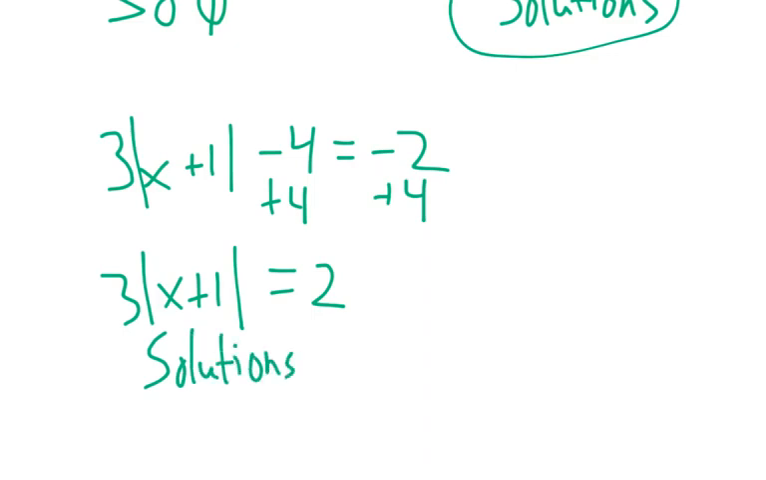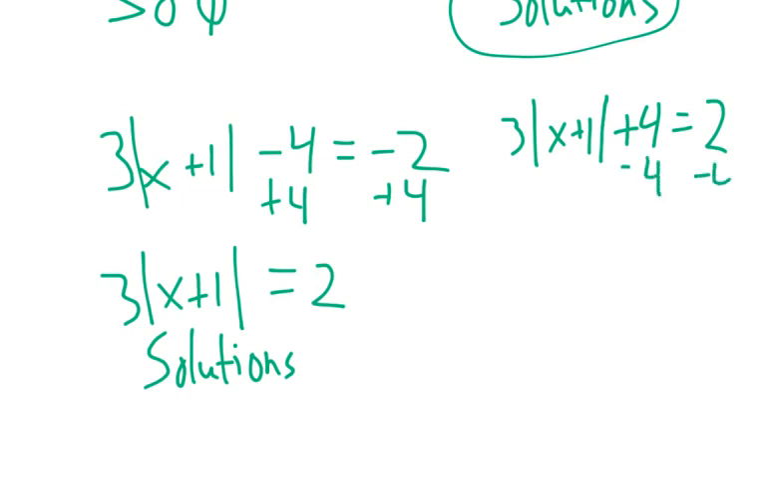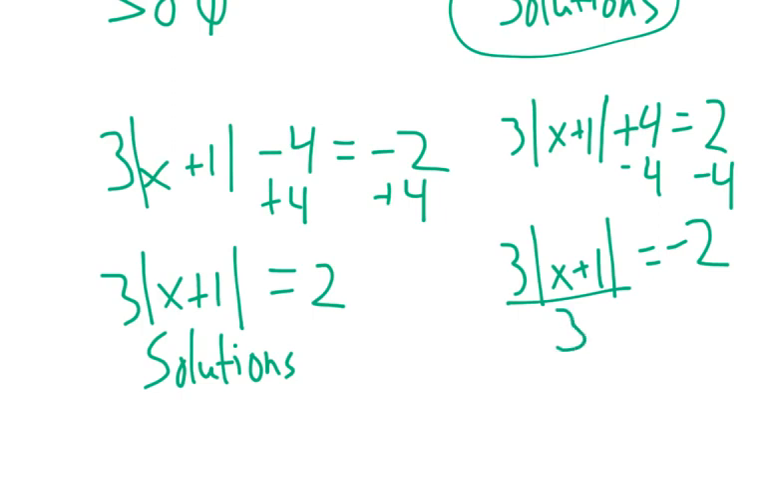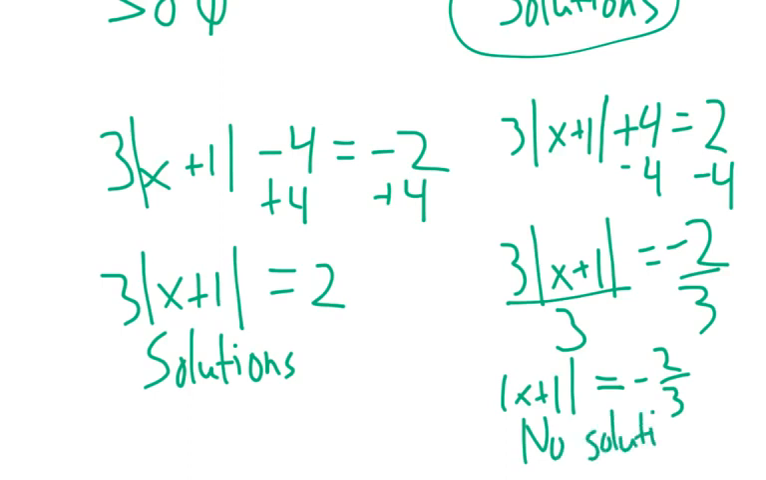However, just for good measure, let me show you one more. Let's say we had 3 times the absolute value of x plus 1 plus 4 equals 2. Now right now you might look at it and be like, hey, this one has a solution. This is not a special case. Subtract 4 from both sides though. 3 times the absolute value of x plus 1 is equal to negative 2. You divide that by 3, and we have the absolute value of x plus 1, which again is a distance, is equal to negative 2/3. That is not possible. So we say no solution.